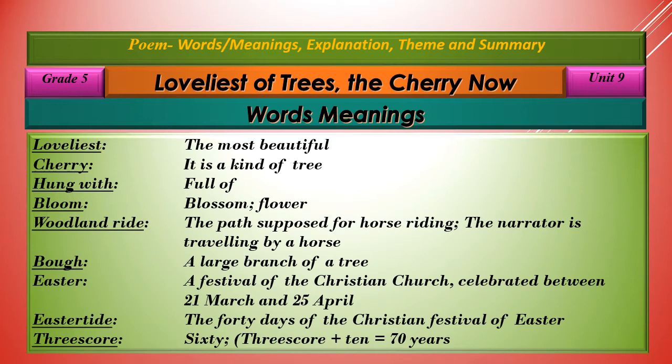Next is threescore. One score is equal to 20, so it means 60 years. Threescore plus ten is equal to 70 years.